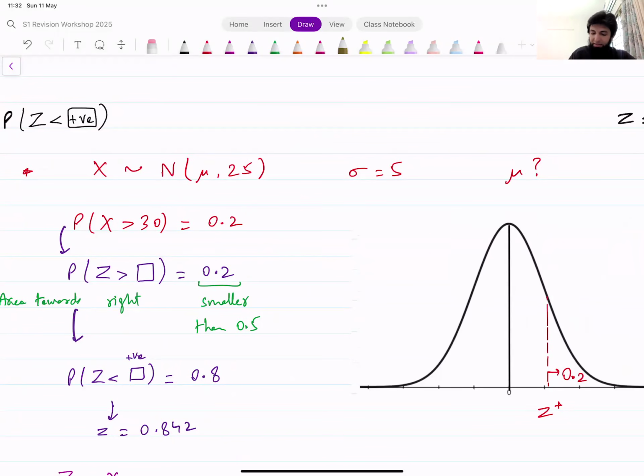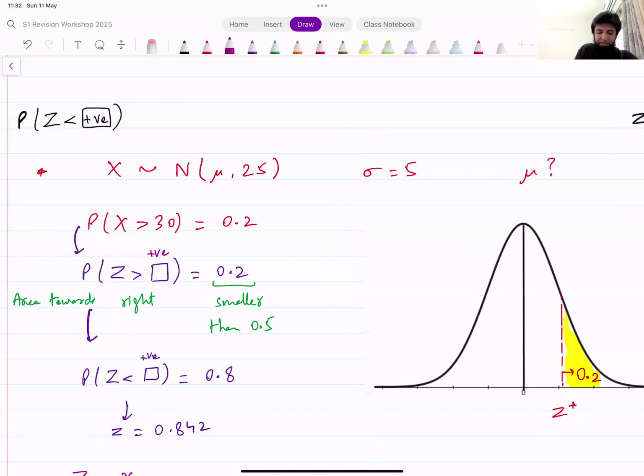And now we know that this area here, this is 0.2. So we understand that z value is supposed to be positive. But the problem is it's not the standard form. It's z greater than something. The standard form for using the table is z less than positive. So we convert it to that form. How do we do that?